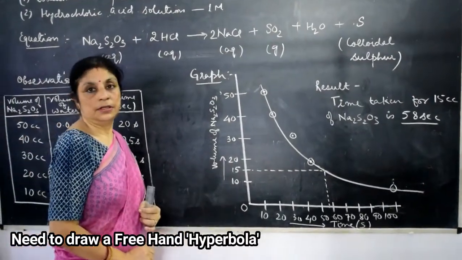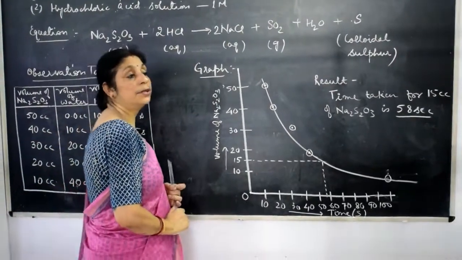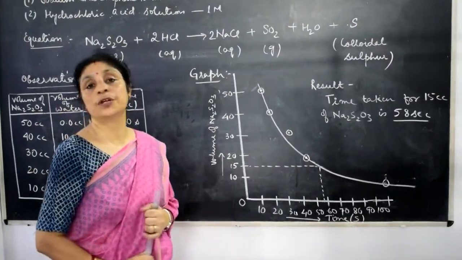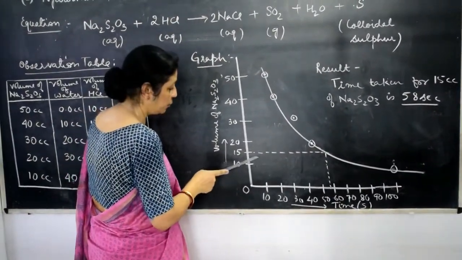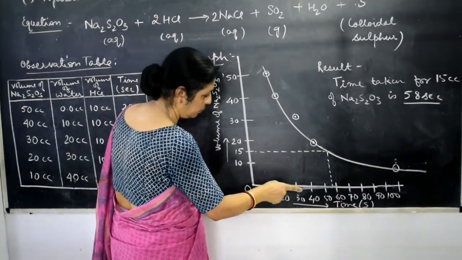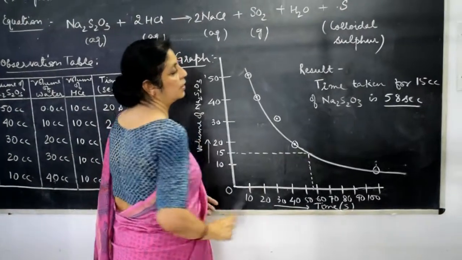Now one important thing which, according to the question, we have to find out is the time taken when 15 cc of sodium thiosulfate is taken. So from the graph, for 15 cc of sodium thiosulfate, the time taken is 58 seconds.